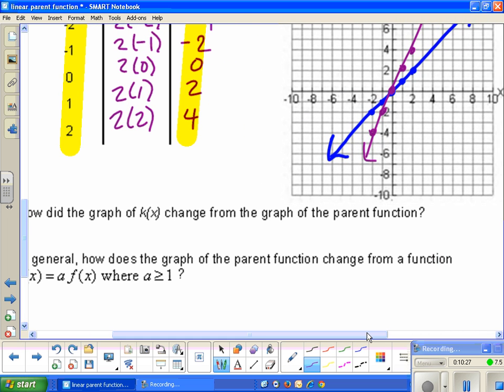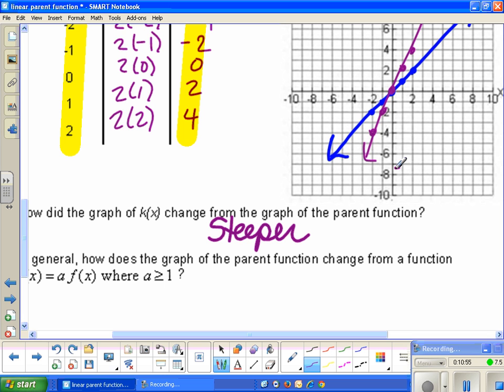So this says, how did the graph change from the graph to the parent function? How's the purple line different from the blue line? This one goes up, the particular word that we're looking for. Increases faster, which means it's what? You've got a cliff or a hike or whatever. It starts with S. Steeper.